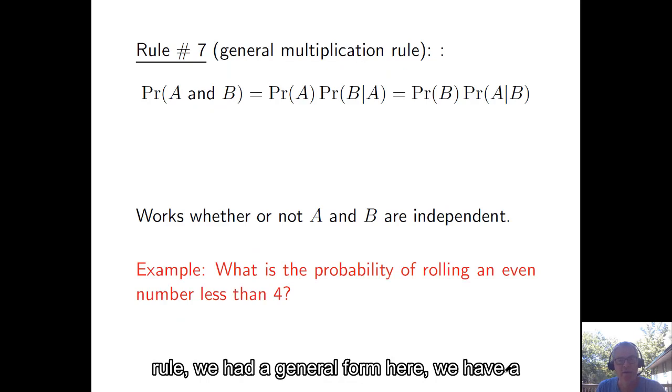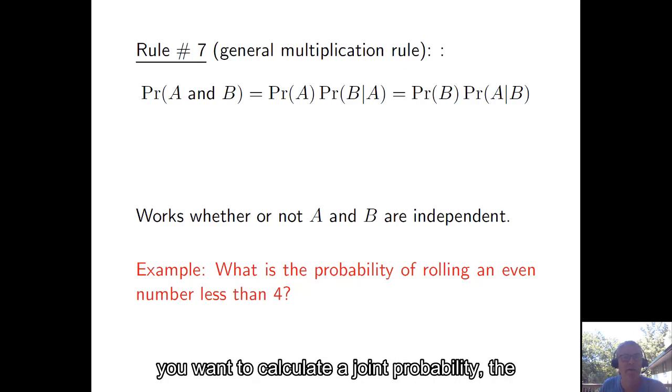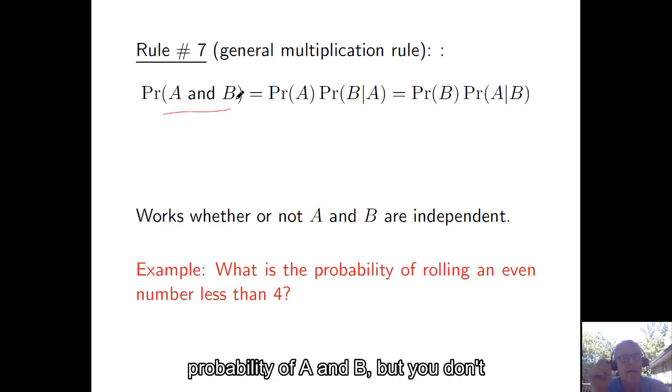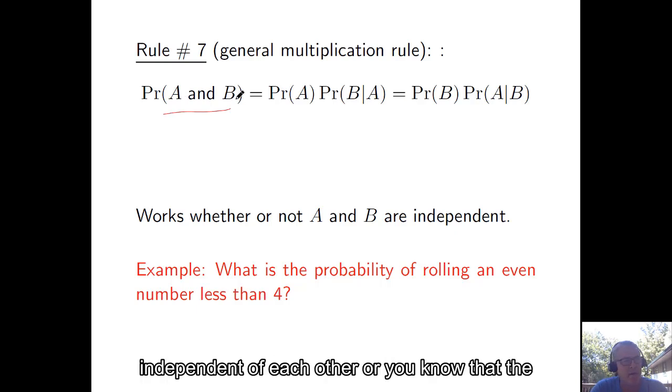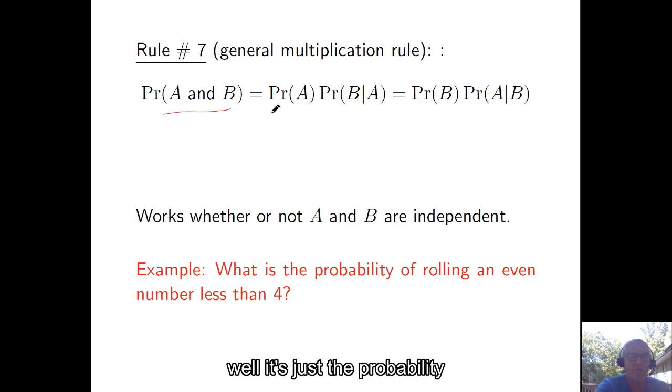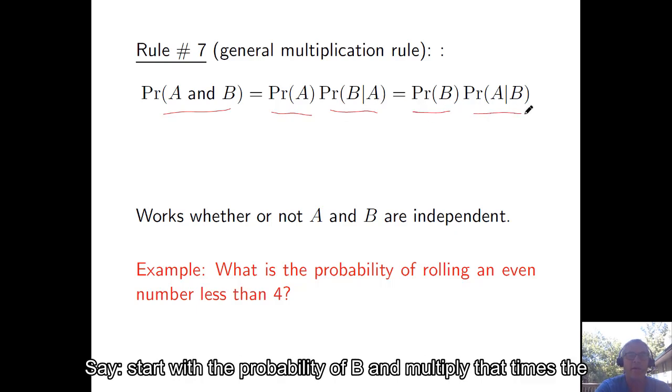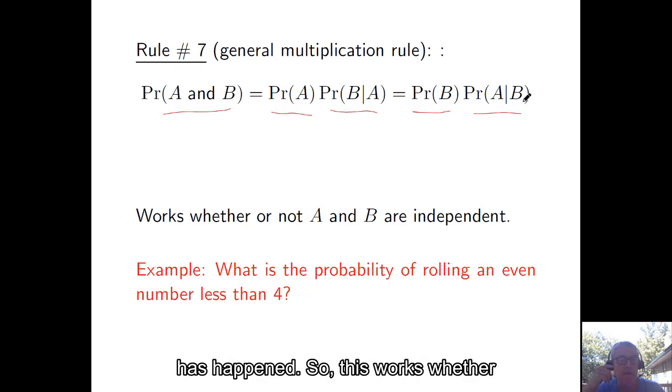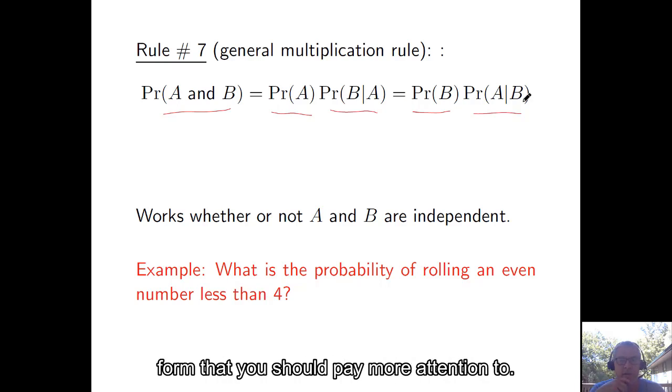Just like in the addition rule, we had a general form. Here we have a general form of the multiplication rule that applies in a wider context. If you want to calculate a joint probability, the probability of A and B, but you don't know that the two events are independent of each other, or you know that the events are not independent, so there is some dependence, then you can calculate that joint probability two ways. You can say it's just the probability of A times the probability that B happens given that A has happened. Or you could start with the probability of B and multiply that times the probability that A happens given that B has happened. So this works whether or not A and B are independent of each other, and it shows up in a lot of contexts. This is the general form that you should pay more attention to.